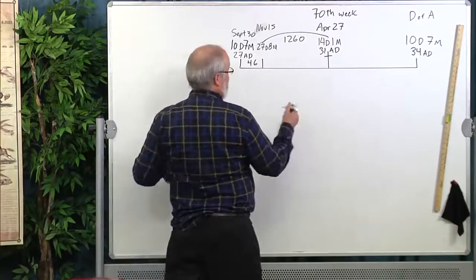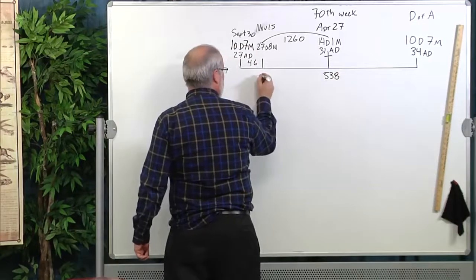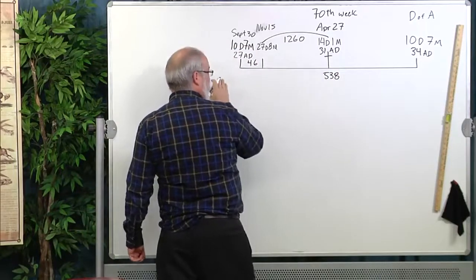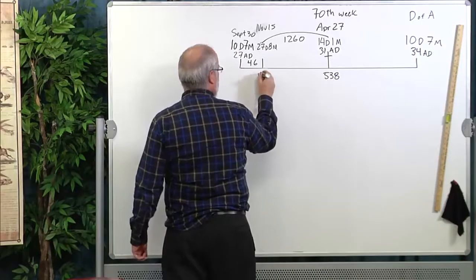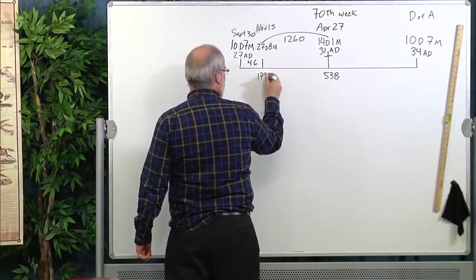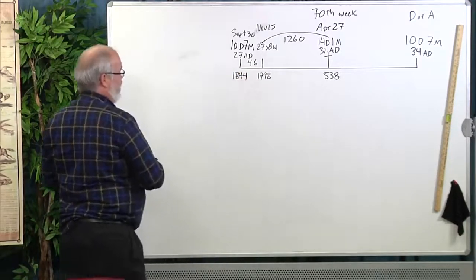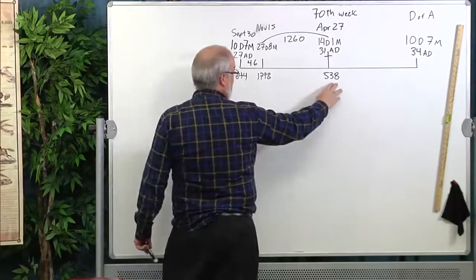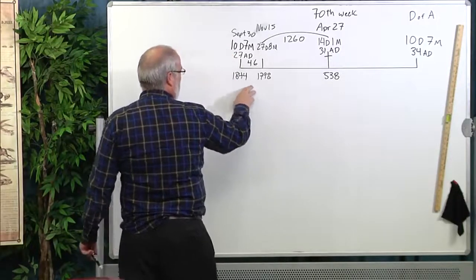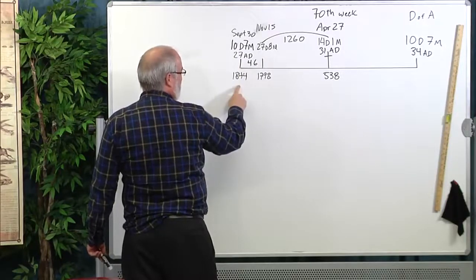1260 before. Okay, so this would then be backwards. 538. And now I could be going this way, but I'm going to go this way, and the reason should be obvious, because 1844 is the 10th day of the 7th month. Right? So this is 538, and we count this way, and we find that we come to 1844 being the 10th day of the 7th month.